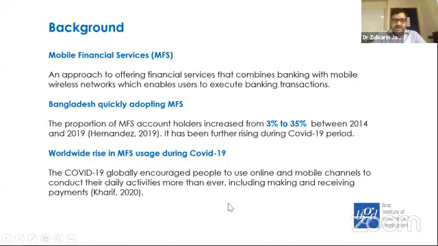Now, a few of the backgrounds. As we all understand, being in this seminar, mobile financial service provides banking services using a mobile phone, which allows people to do their banking transactions. If you look at the Bangladesh scenario, we have seen how it increased from 3% in 2014 to 35% in 2019, and in 2020 in COVID we'll see how it further increased over a period of time. Globally in the COVID context, we have seen a similar trend where mobile financial service became the main medium for transactions.